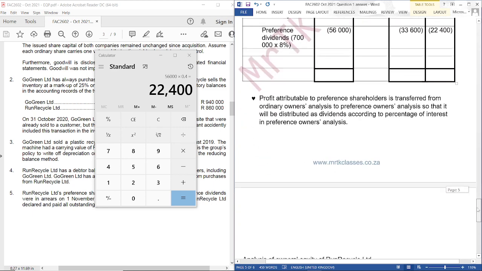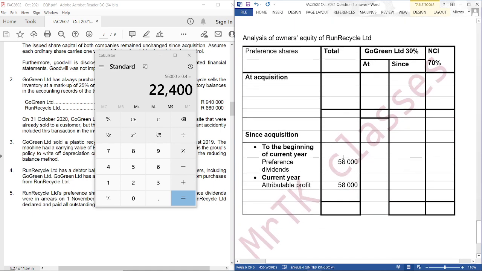All right, then let us come here. 30% of 56,000, 16,800, right? 16,800, which means even here 16,800, right? Okay, then here 70% of 56,000, 39,200. 39,200, and 39,200, right?